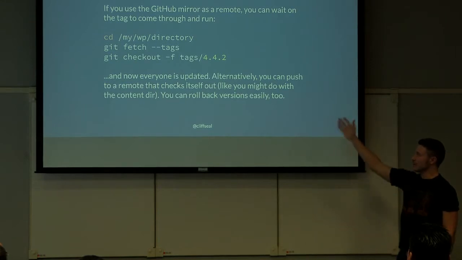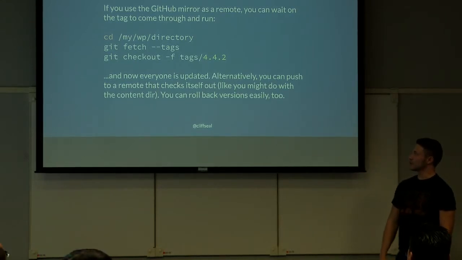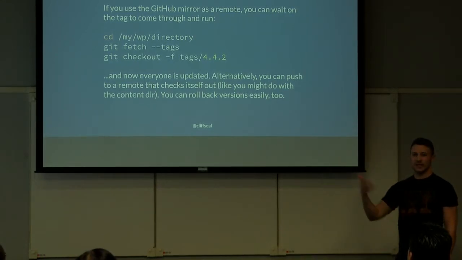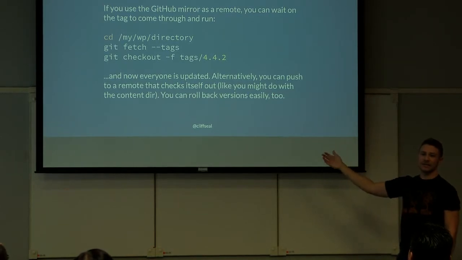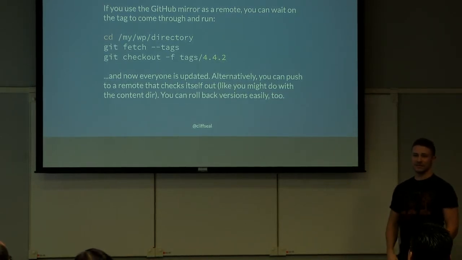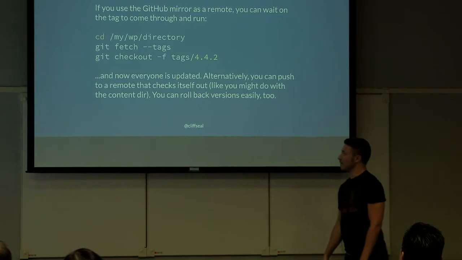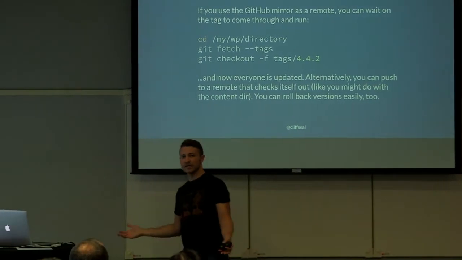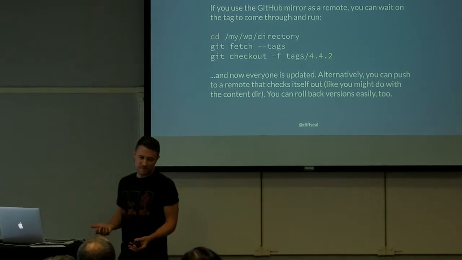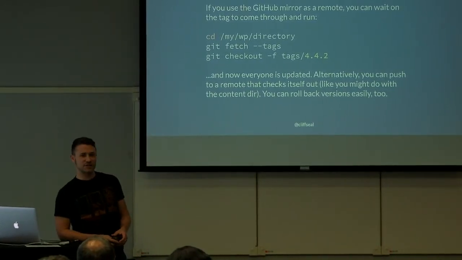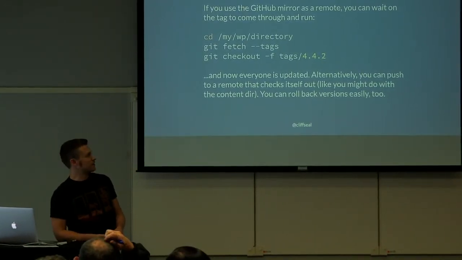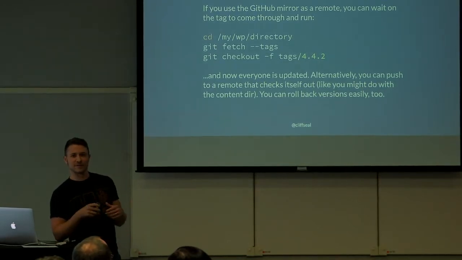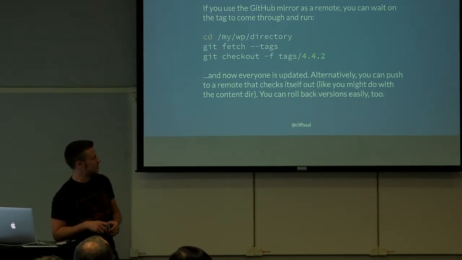So inside your WordPress directory, wherever it is on your server, you can go in there and fetch, in this case, the tags, right? Because you don't want to be checking out the master nightlies in production. But you can just force check out your tags, which would be the latest release of WordPress, and basically you can use git checkout, which is pretty quick, and you can use any number of other methods of more sophisticated deployment to make this work.